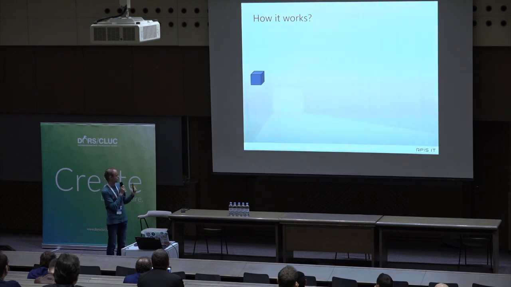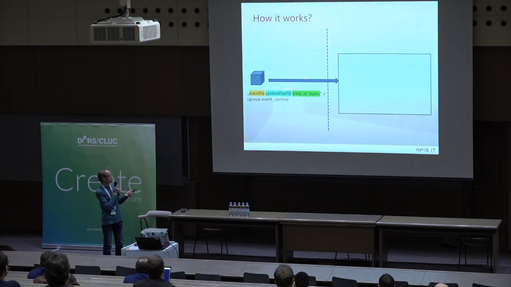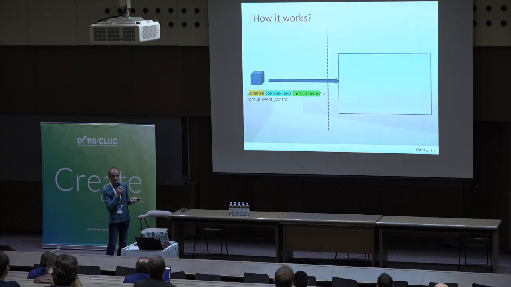So how does this work? We have an application in user space, and we have a clear divide, and this is kernel space. The man page says that we have to create an event file descriptor and a control file descriptor, and we have to specify the limit in bytes. And we have to write that in the cgroup.event_control file in sysfs, so in the specific folder of the cgroup.